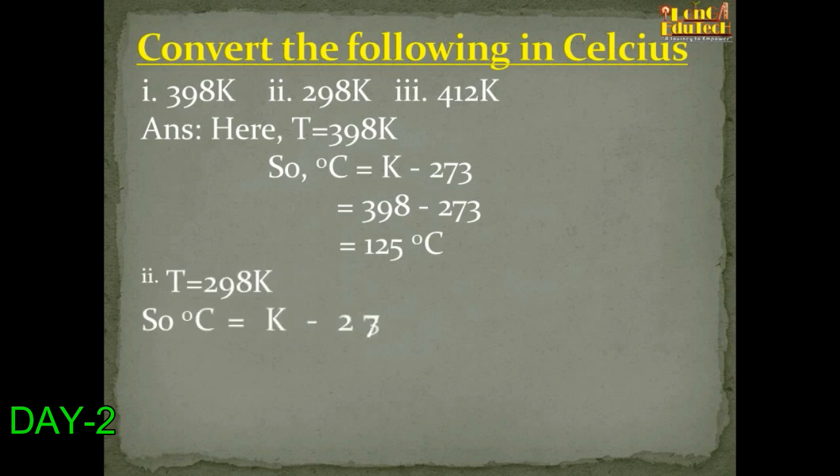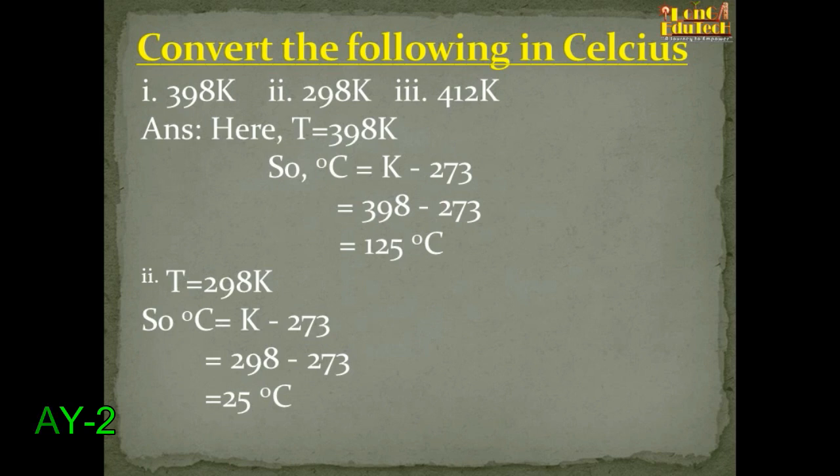Second one, 298 Kelvin. Same formula we will use. Then the Kelvin is 298 minus 273. That comes to 25 degrees Celsius. Okay. And the third one is homework.